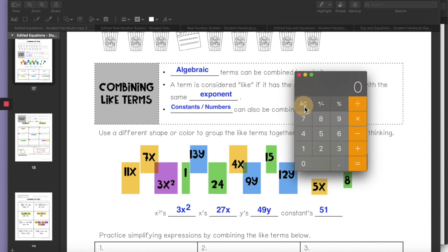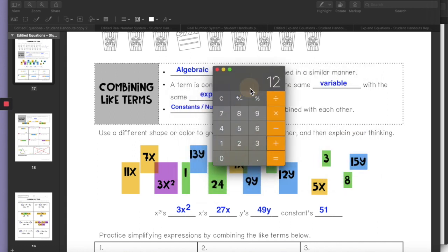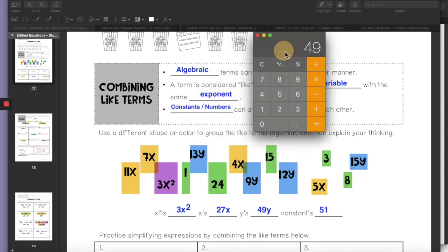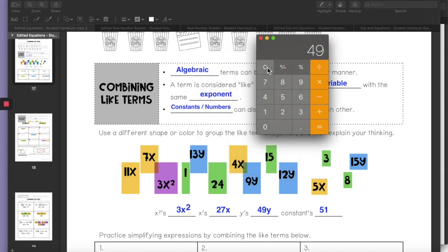Now how many y's do I have? I have 13 plus 9 plus 12 plus 15. So I have 49 y's. Now I want to add up my constants. So I have 1 plus 24 plus 15 plus 3 plus 8. All right, so we are combined now. Everything has been combined.